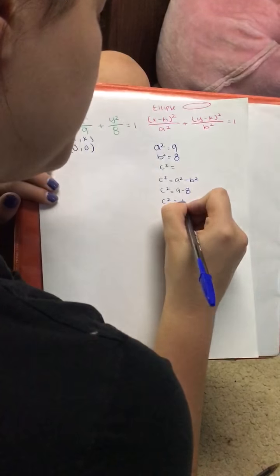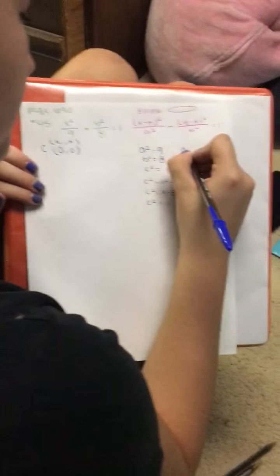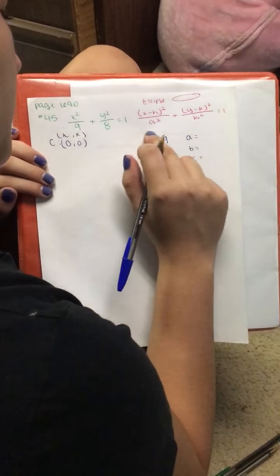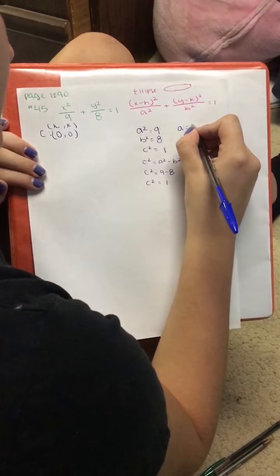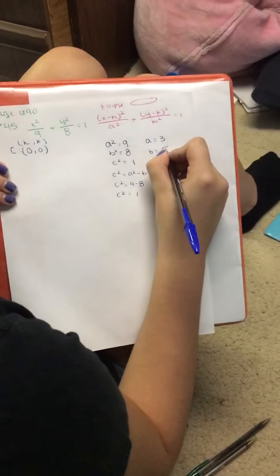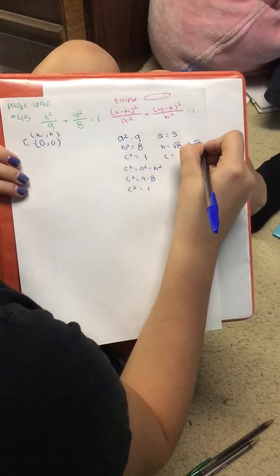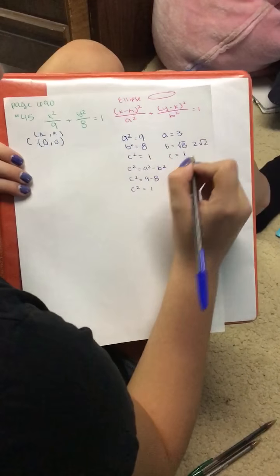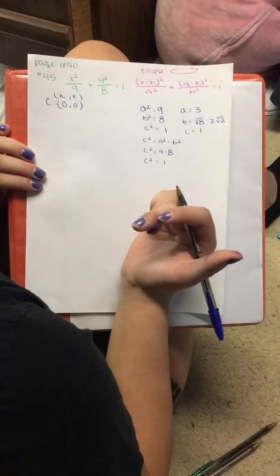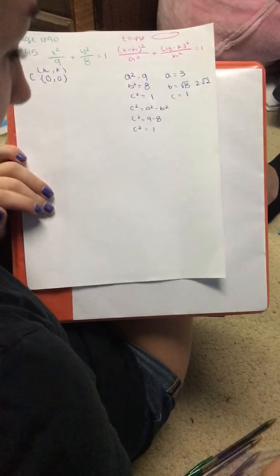C squared equals 1. And then in order to get your a, b, and c value, you simply square root both terms. So for your a squared, you would square root the 9, so that is 3, square root the b squared, square root the 8, and square root 8 will simplify down to 2 root 2. And then square rooting 1 is just 1. So from these numbers now, you're going to be able to find your vertices, co-vertices, and your foci. And it'll also make it easier to graph.